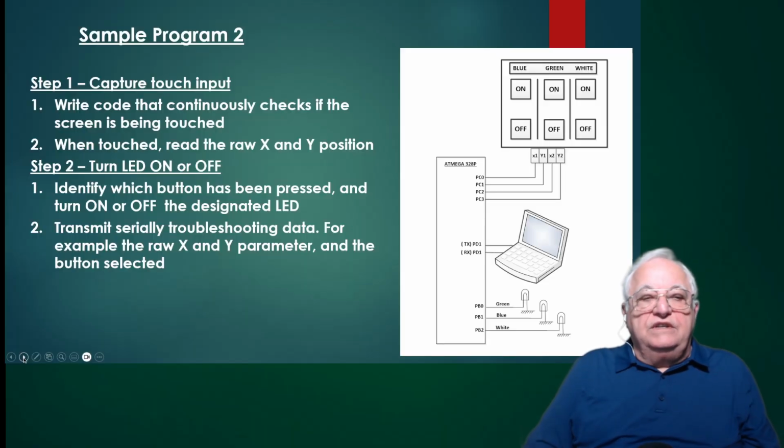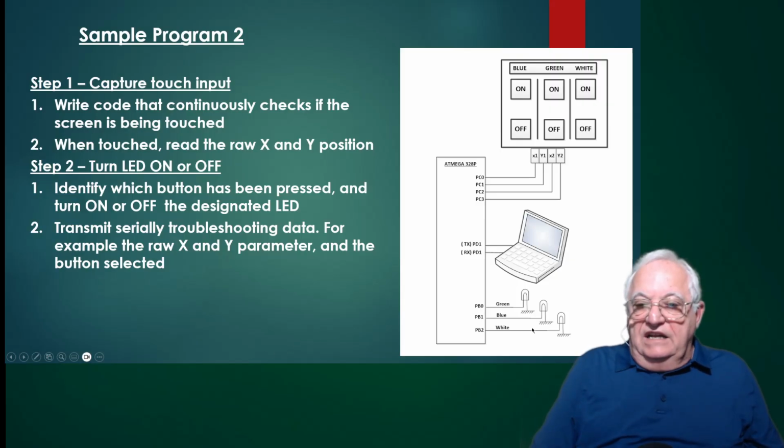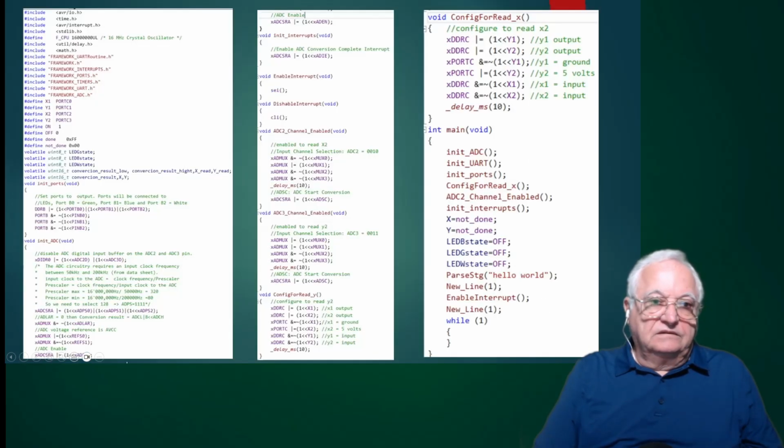Transmit serially troubleshooting data for the raw X and Y parameters and the button select. So the main thing is to turn on and off these LEDs, but I also send data to the laptop, so if something goes wrong, we know what happened. We're going to have the LED on B0 green, port B1 blue, port B2 white. We read from here which button we get an input from on the touch screen. We decipher it and see what action we need to take.